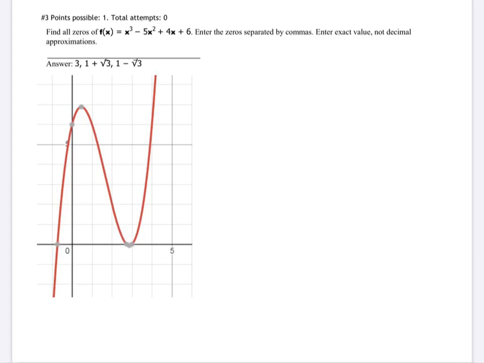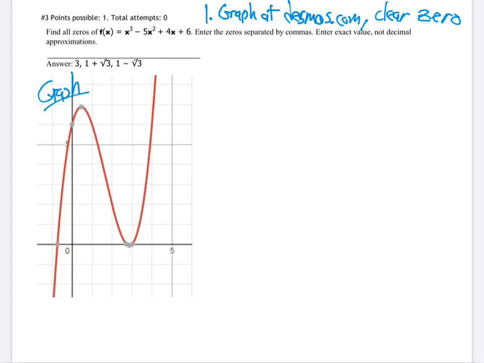All right, let's try number 3. Same kind of steps. Step number 1, graph at desmos.com. So you graph it at desmos.com and get a clear 0. So here's the graph. I've already graphed it at desmos.com and got for us a snapshot from that graph.